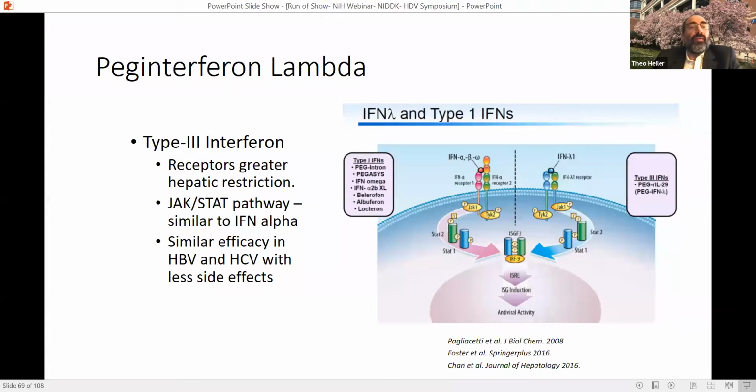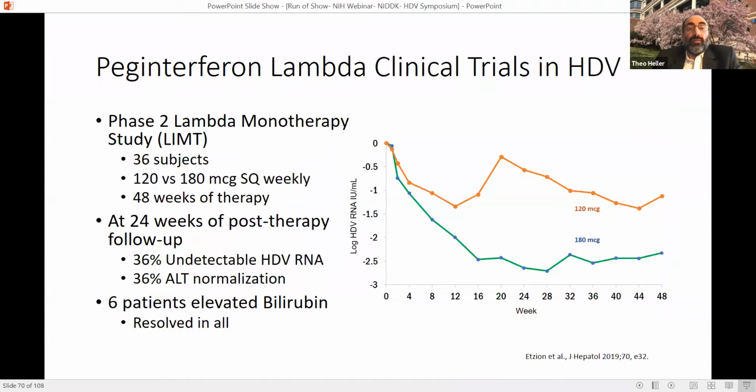Next slide, please. And the study presented by Theo et al. at EASL showed a phase 2 lambda monotherapy study, 36 subjects, 120 versus 180 micrograms weekly, 48 weeks of therapy, and at 24 weeks of follow-up, 36% had undetectable HDV RNA, and the same 36% had ALT normalization. I will point out that 6 patients had elevated bilirubin, and it resolved in all. This is very promising.